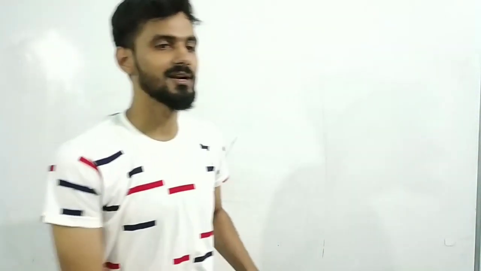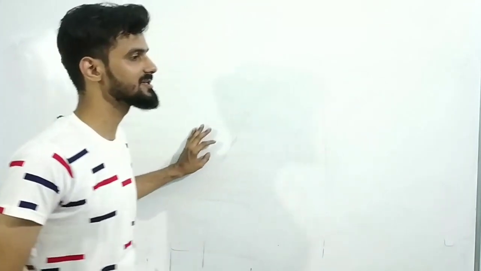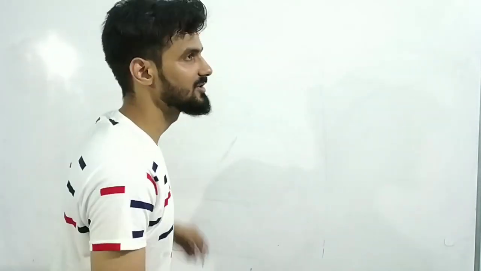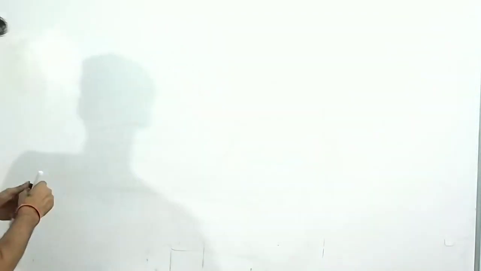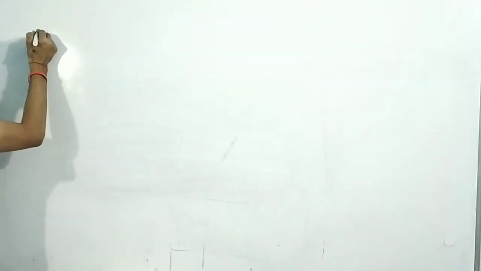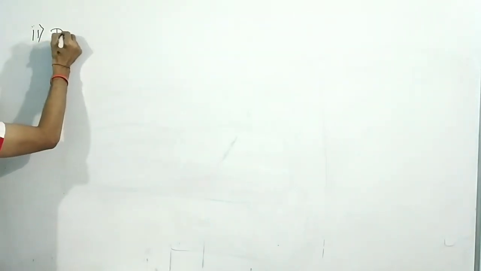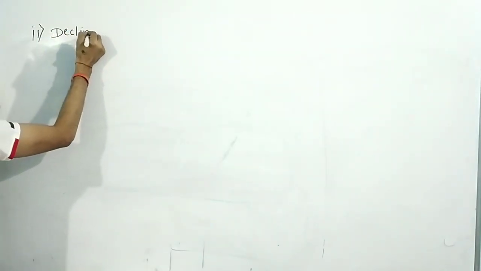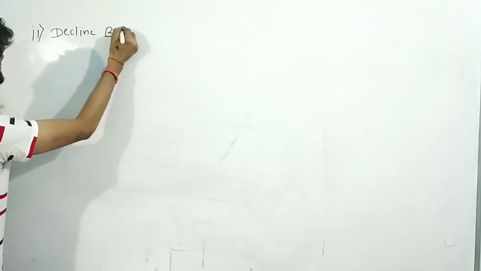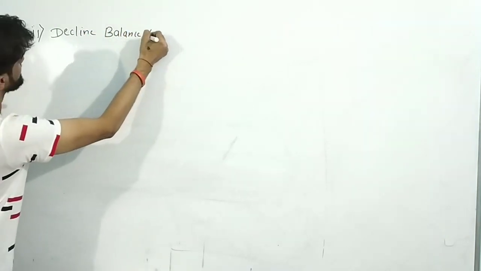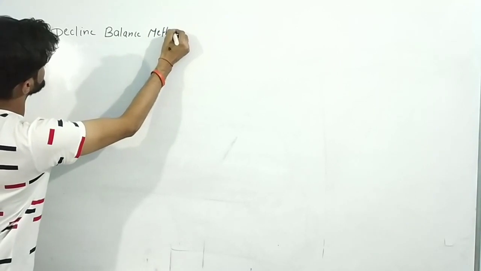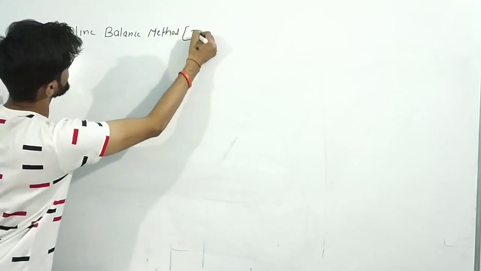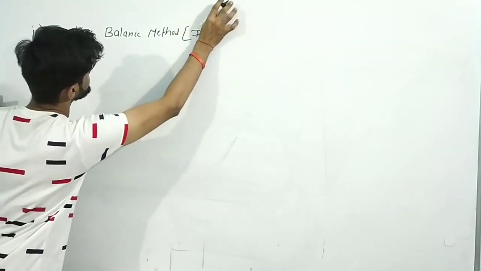Now, my dear student, I have already discussed the straight line method of depreciation calculation in my previous lecture. Now I am going to teach you the second method of depreciation calculation, and that is the declining balance method. You can also call it by the short form DBM.